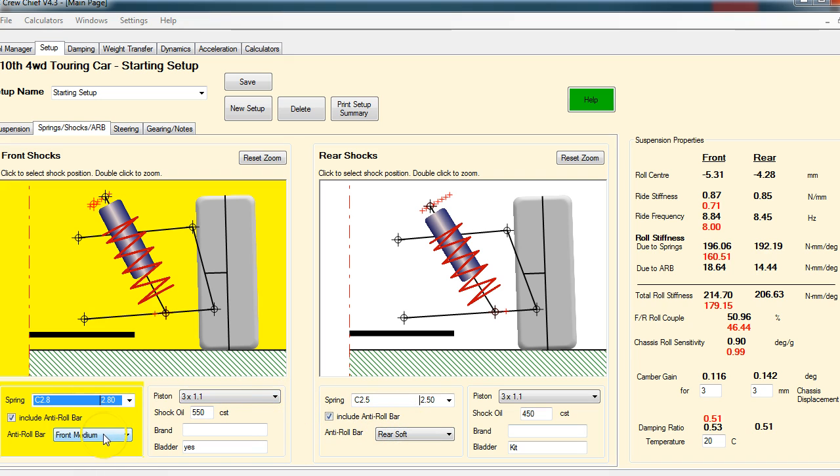The other thing we can do is change our anti-roll bars. So we go to a stiff anti-roll bar, and there you can see that we've increased this value. So our anti-roll bar contribution has increased the total roll stiffness. And again, we've gone higher in the front to rear roll couple and stiffer in the roll sensitivity.